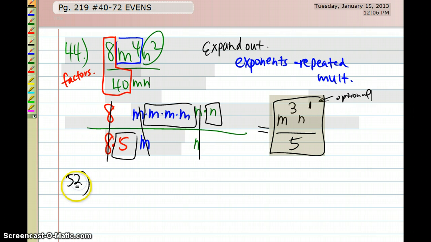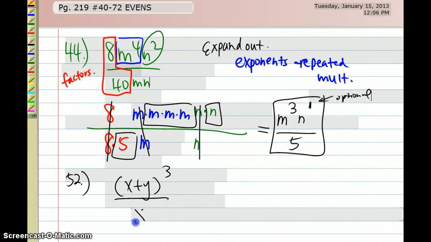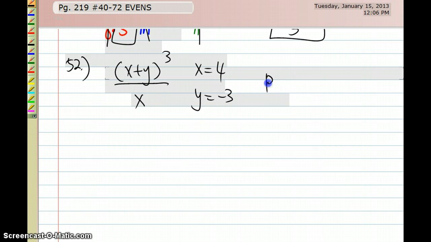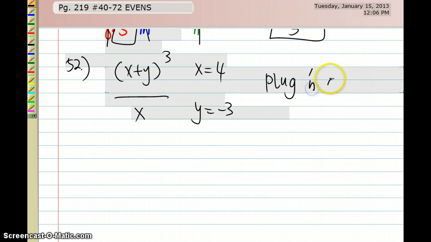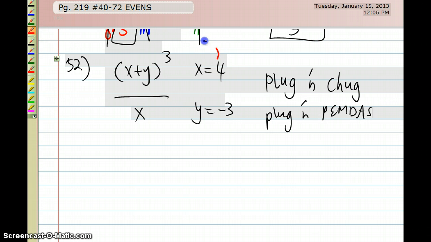Number 52. I have x plus y to the third power over x. They give me that x is 4 and y is negative 3. From there, I'm going to do plug and chug. Just make sure when you chug, it's really a plug and PEMDAS. I'm going to plug the 4 in here and the 4 in here, and then the negative 3 right there.